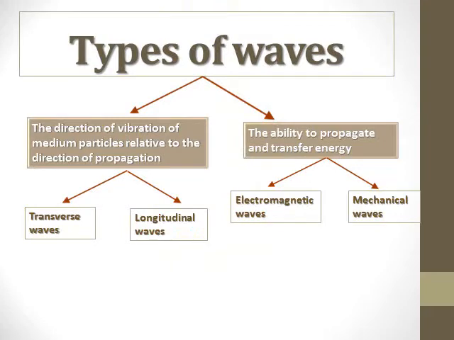We have learned in the previous video that there are 2 points of view to classify the types of waves. According to the direction of vibration of medium particles relative to the direction of propagation, we knew the difference between transverse waves and longitudinal waves. Today we are going to differentiate between electromagnetic waves and mechanical waves according to the ability to propagate and transfer energy.